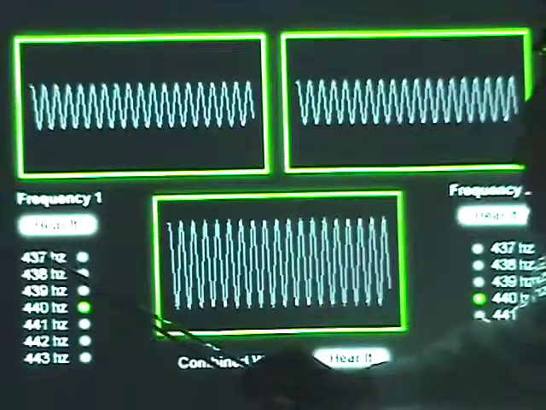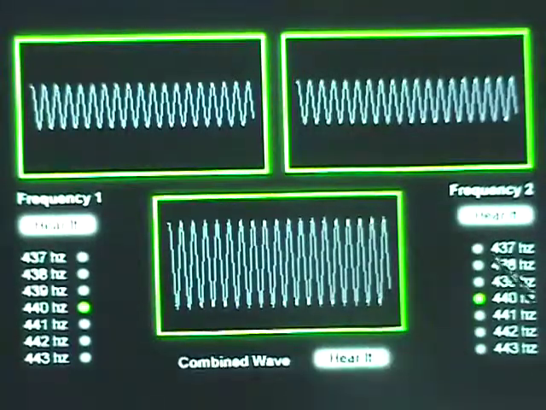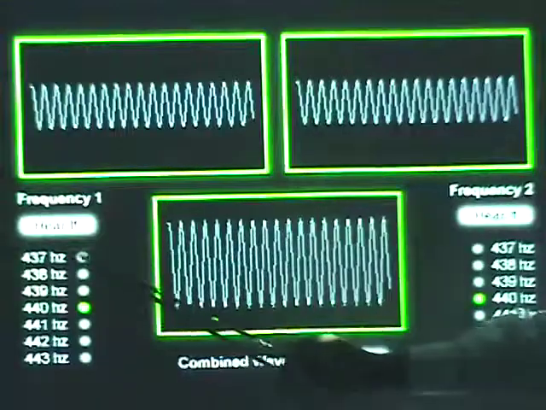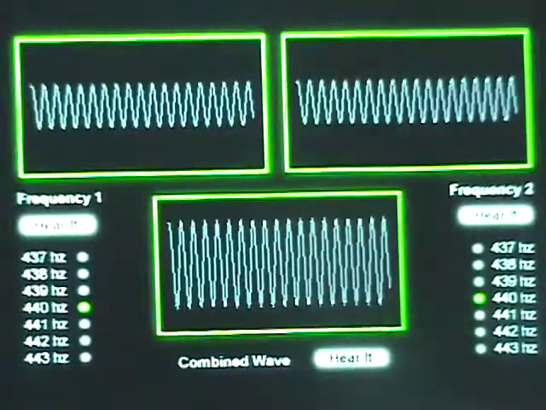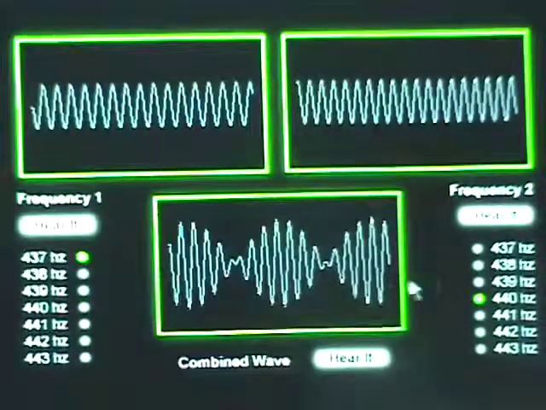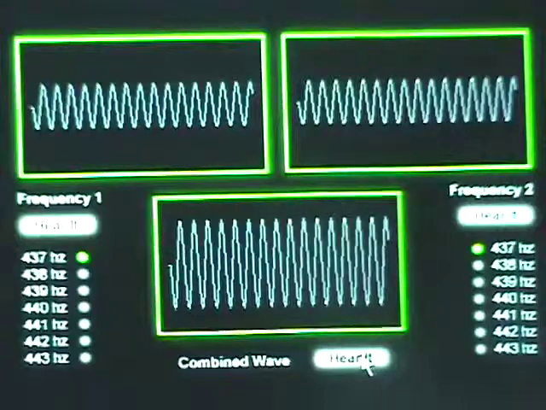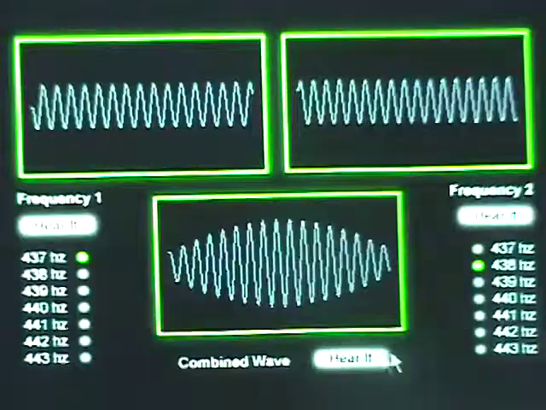I have a 437 Hertz and 437 Hertz. If I sound them together, will there be beats? Let's sound them together and see what it sounds like. 437, 437. There are no beats. Let's have 437 and 438.